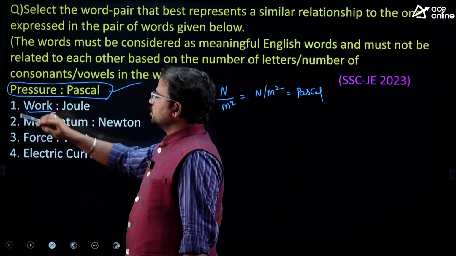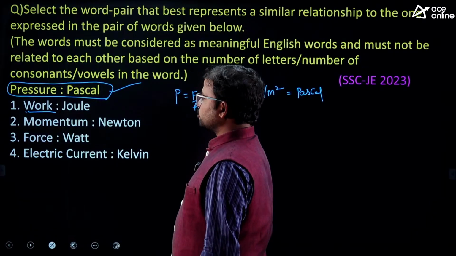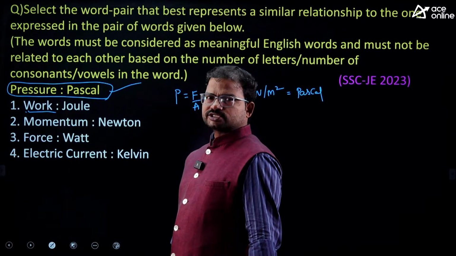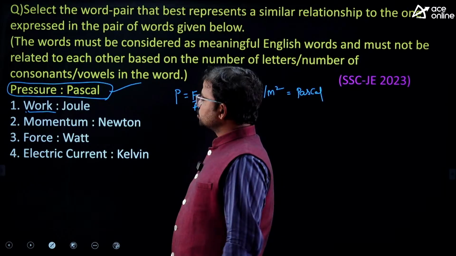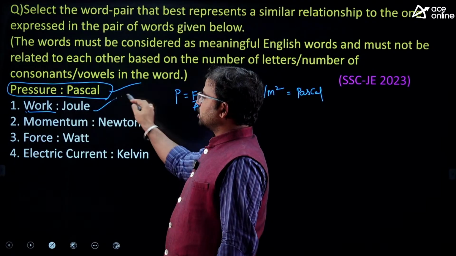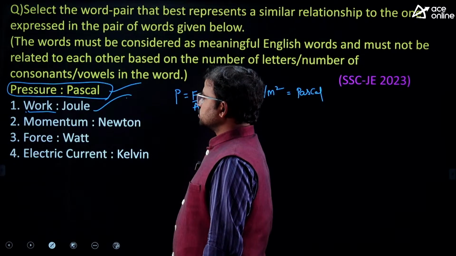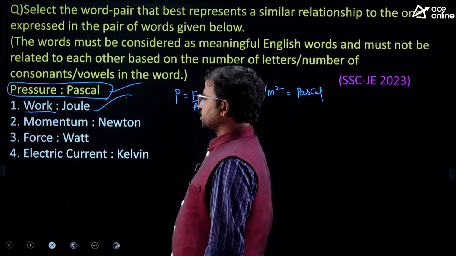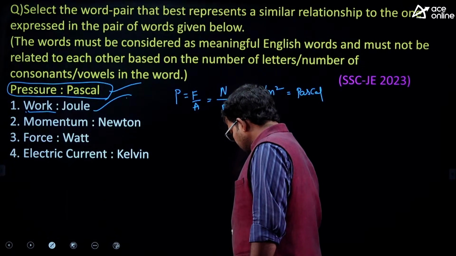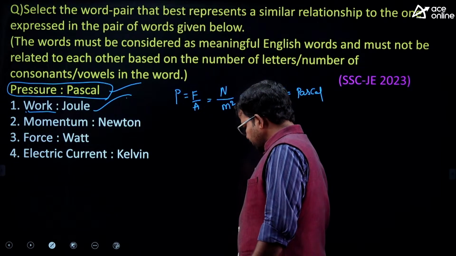What about work? Of course, work is equal to force into displacement. Here we are getting the SI unit joule only. So that's why option 1 is the correct one. Option 1 is the correct one here. This is the correct match for the given pair.